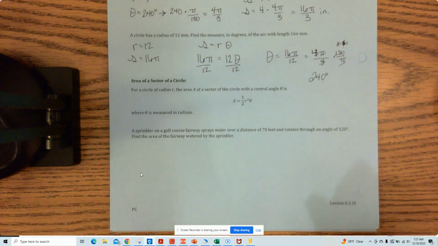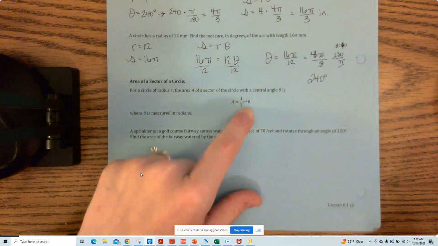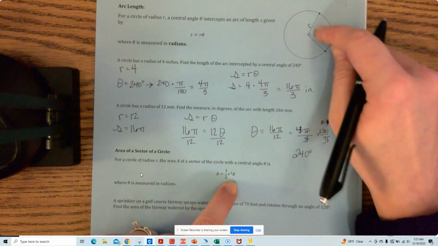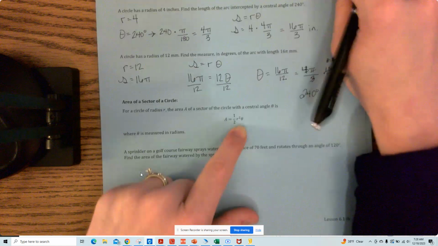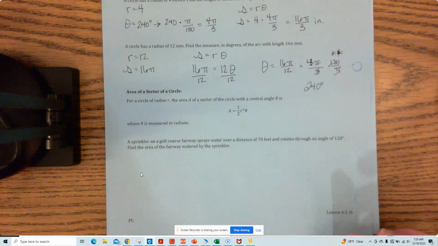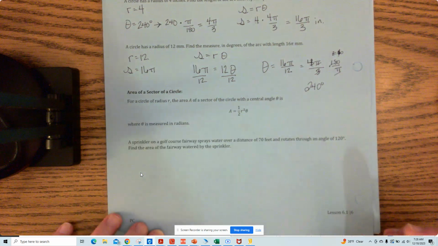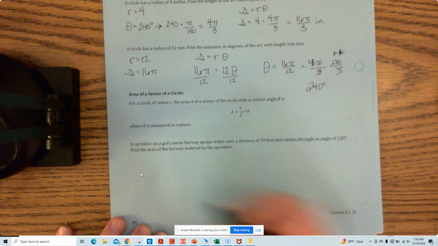All right, last thing. For a circle of radius r, the area A of a sector of the circle with a central angle measured theta is 1/2 r squared theta. That's the area of this piece. Okay? That's what it's finding. So a sprinkler in a golf course fairway sprays water over a distance of 70 feet and rotates through an angle of 120 degrees. Find the area of the fairway watered by the sprinkler.